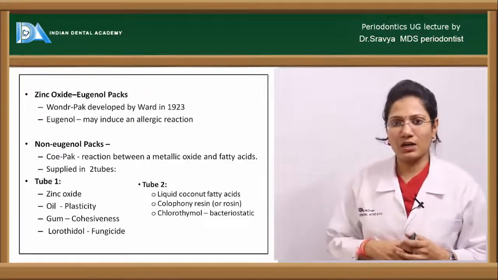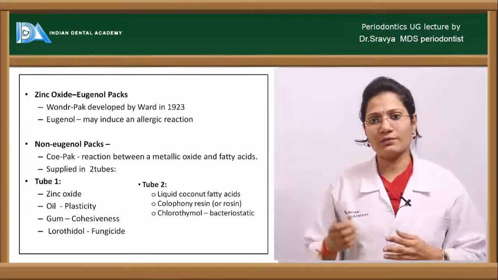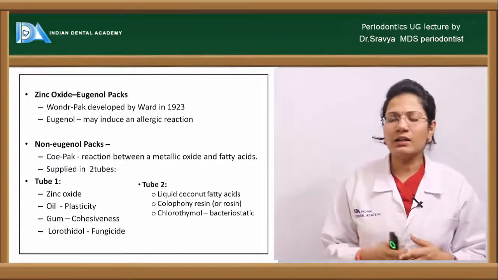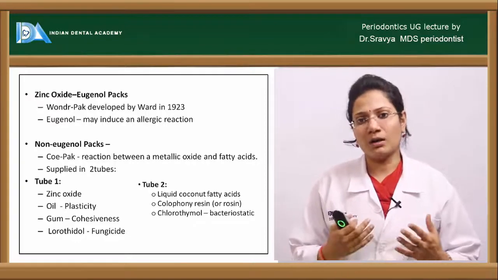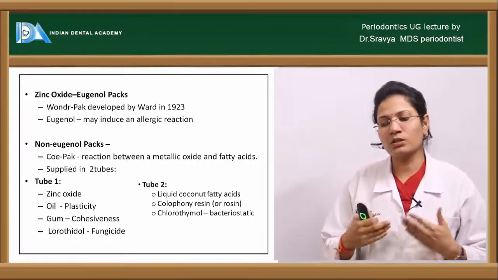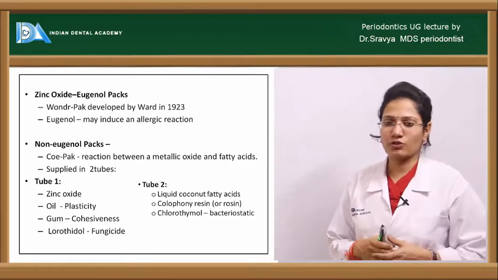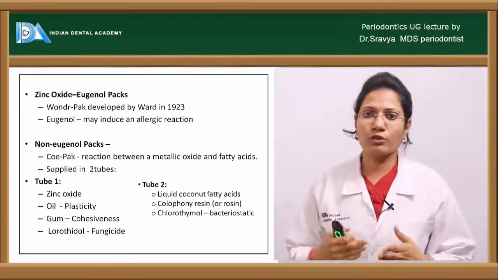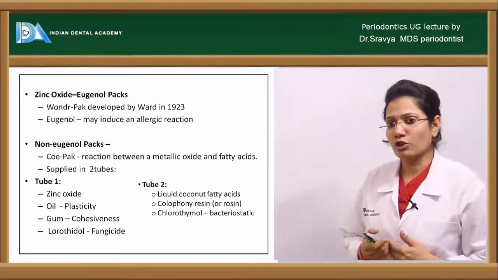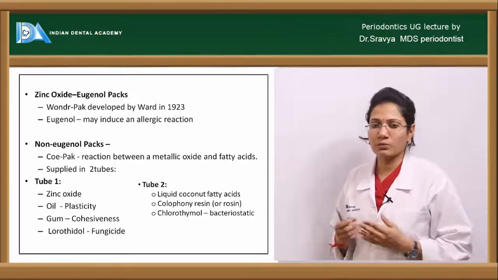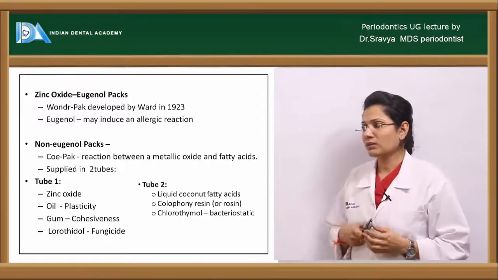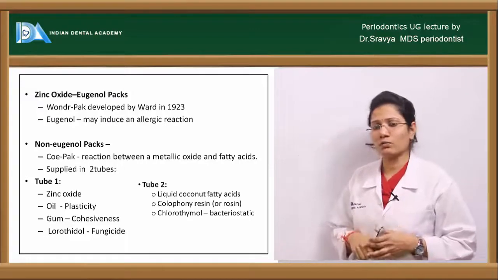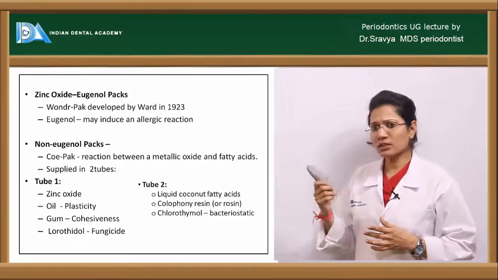There are various packs which are available. You have the eugenol packs and the non-eugenol packs. It was the eugenol packs which came up first, and then they saw that eugenol had induced some allergic reactions in the host, and some burning sensations have also been reported. Therefore, they shifted from eugenol to non-eugenol packs. The first zinc oxide eugenol pack was given by Ward in 1923. It's called the Wonder Pack.